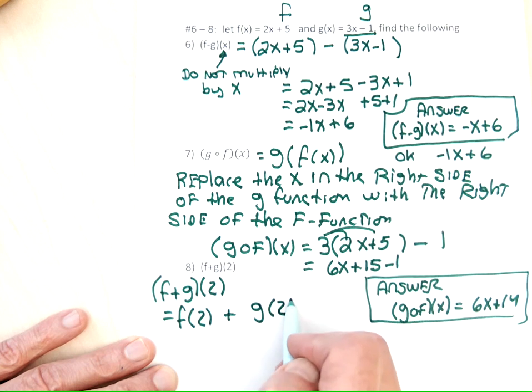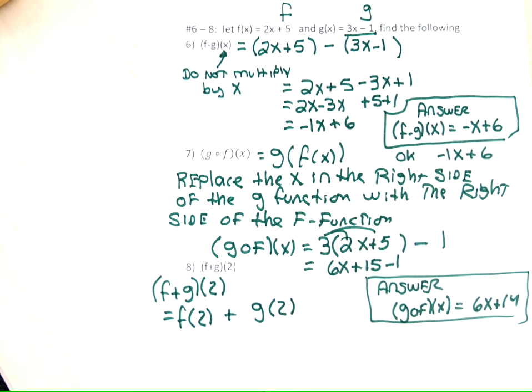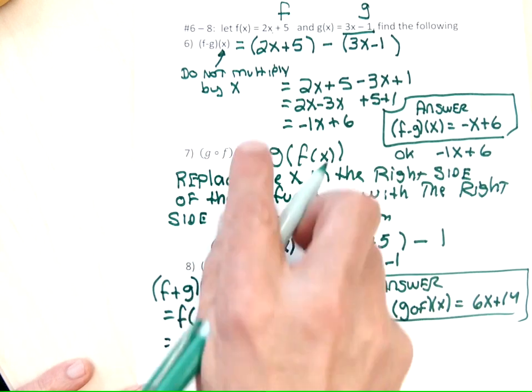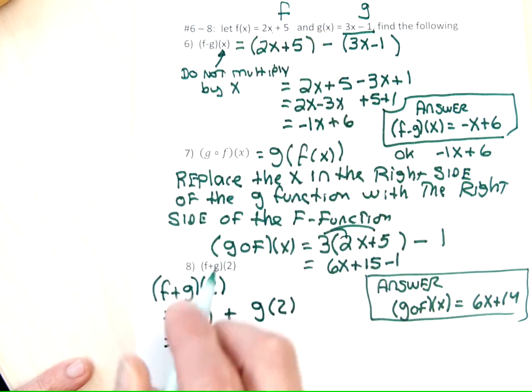So f plus g of 2, all I need to do is go to the f function and plug 2 in for x, and the g function plug 2 in for x, and then add the results. So I'm going to do that right now. I'm going to take 2 and plug it into the f function. That's going to give me 2 times 2 plus 5.